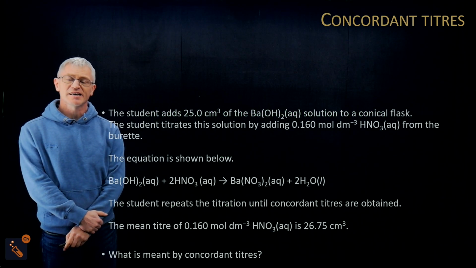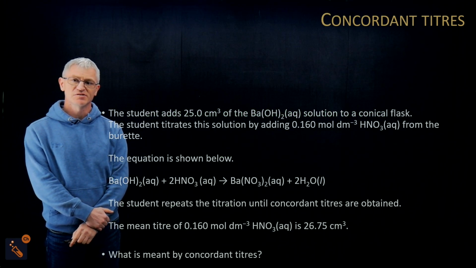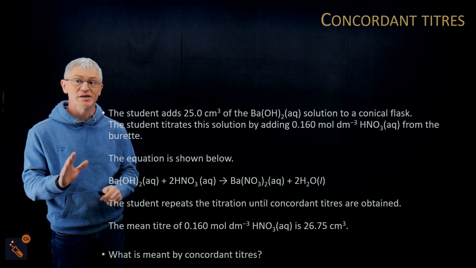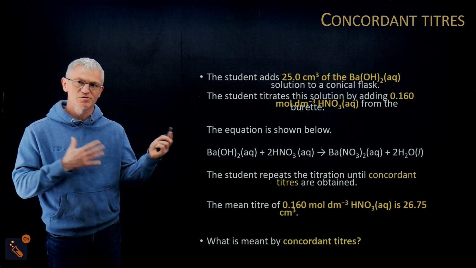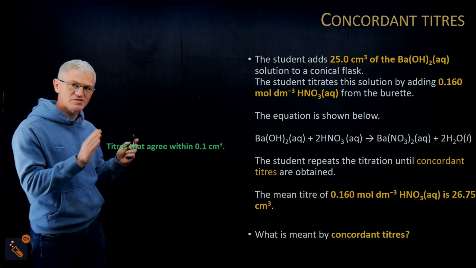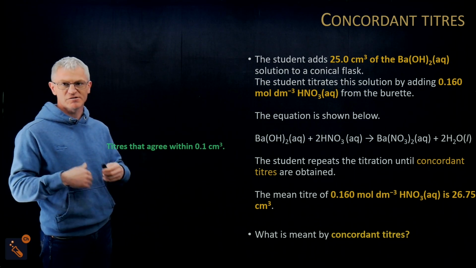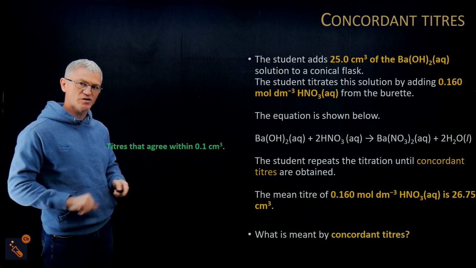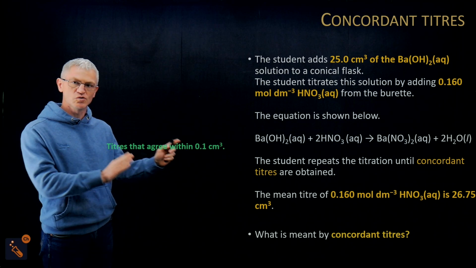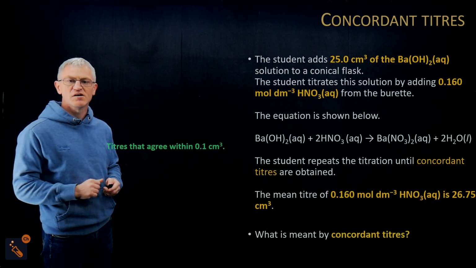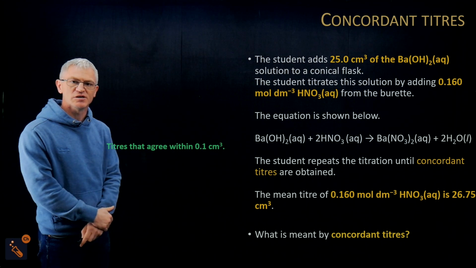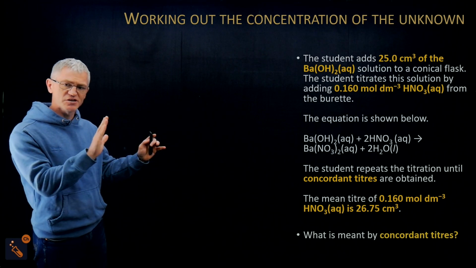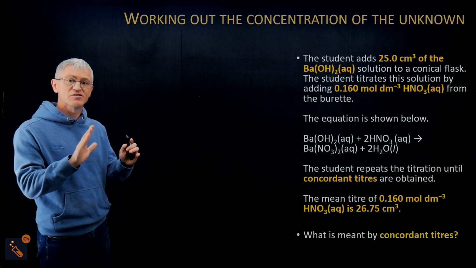So we're going to now look at how to do a calculation based upon this to find the concentration, and also look at this question down here, which is what is meant by concordant titers. That's a quick answer and you have to remember it. So let's put it to the side and let's just tell you. Titers that agree within 0.1 cm³. So you have to do more than one titration, and the answers have to be within 0.1. You only average the ones that are within 0.1 of each other. The rest are anomalies or outliers, and you don't include them in your average. So let's have a look now. We've got the same question, and we're going to look through and see how we calculate the concentration.